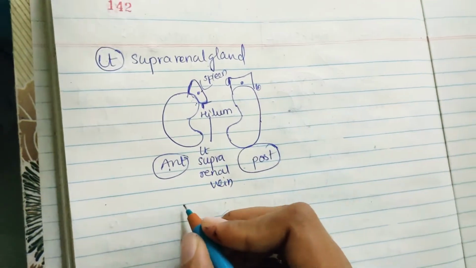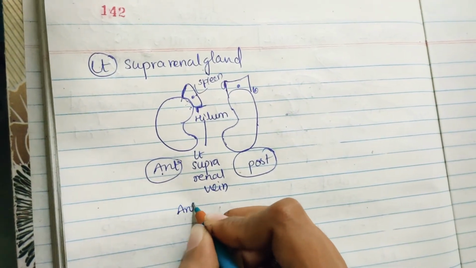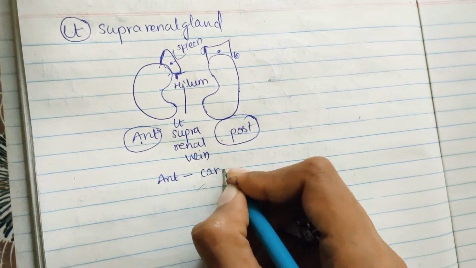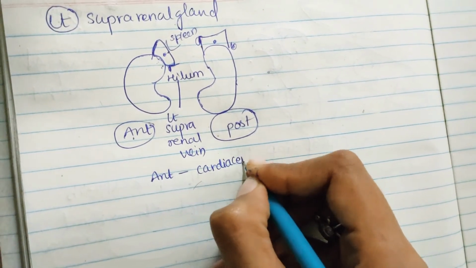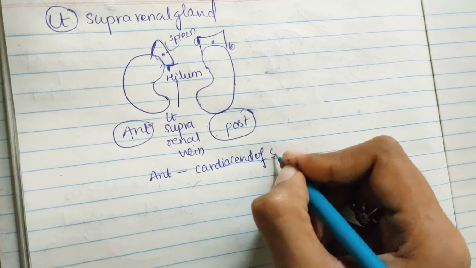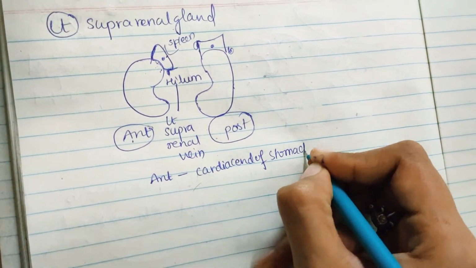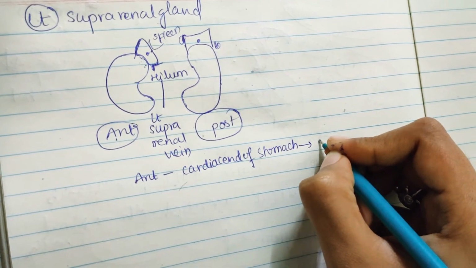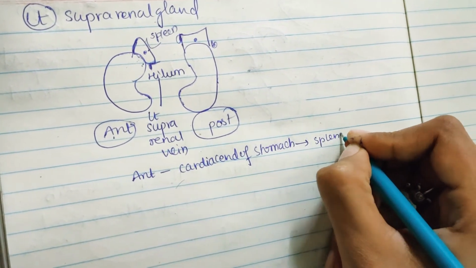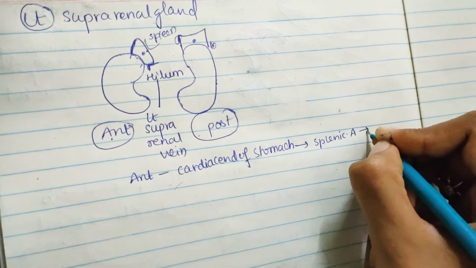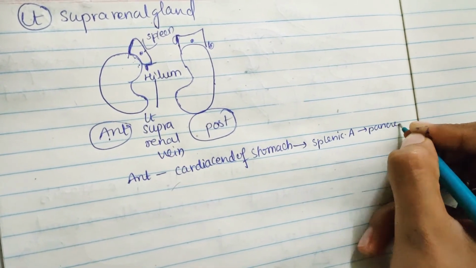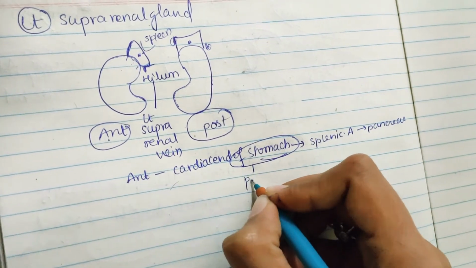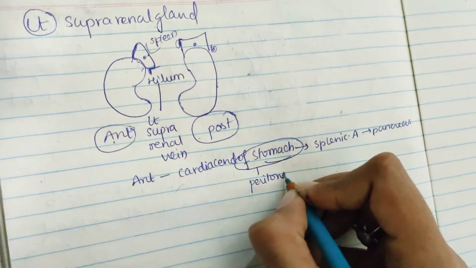So let us write the anterior surface relations here from above downwards. So first, cardiac end of stomach, and next you have splenic artery, next you have pancreas. Okay, and remember that only the cardiac end of stomach is covered by the peritoneum.